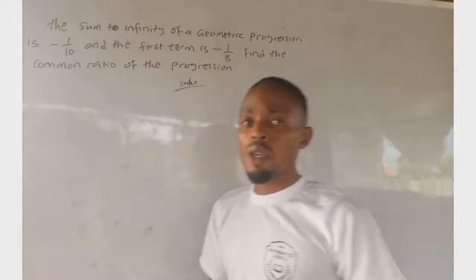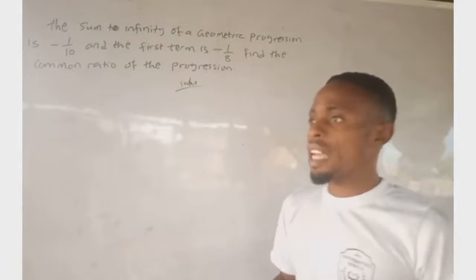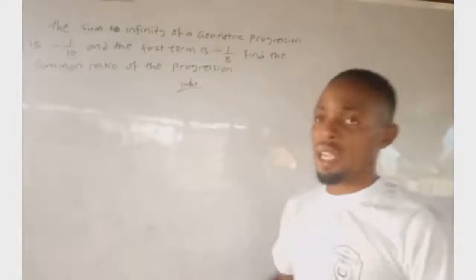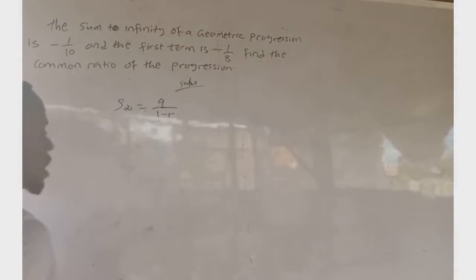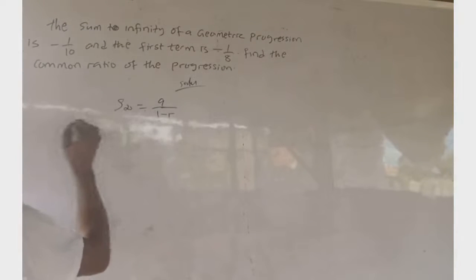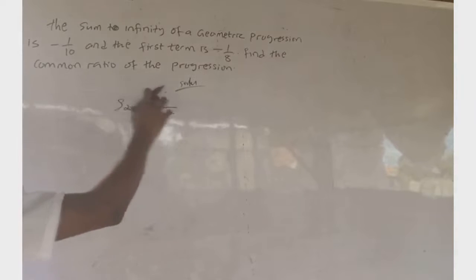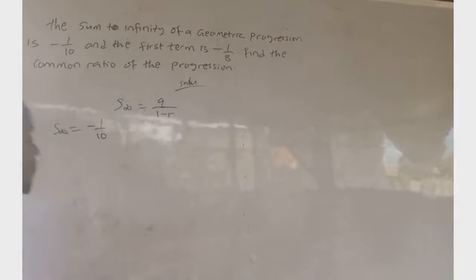Assuming you watched our previous video on this particular topic, geometric progression, I gave you the formula to calculate the sum to infinity. The formula states that the sum to infinity is equal to a over 1 minus r. This is the formula to calculate our sum to infinity, and here we are given the sum to infinity as minus 1 over 10. Here a is our first term and r is our common ratio.